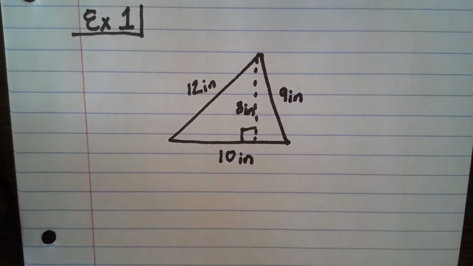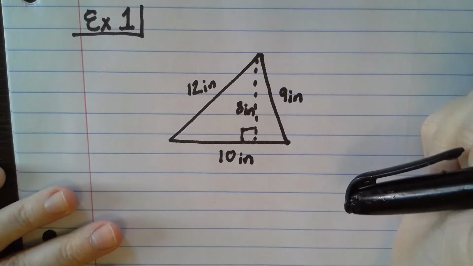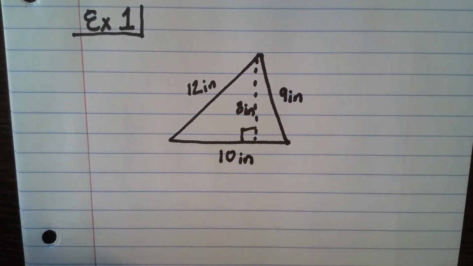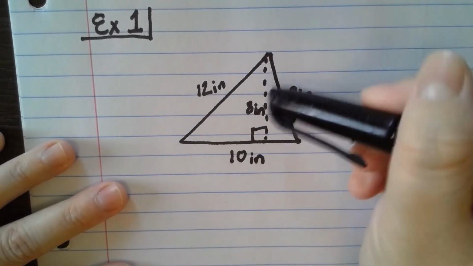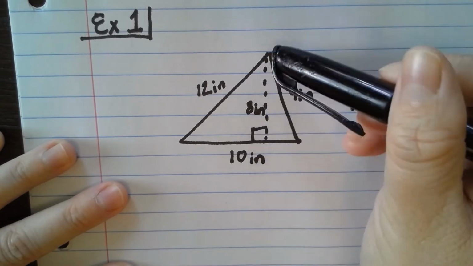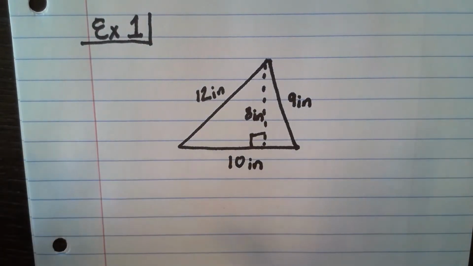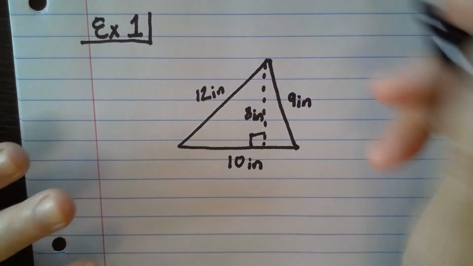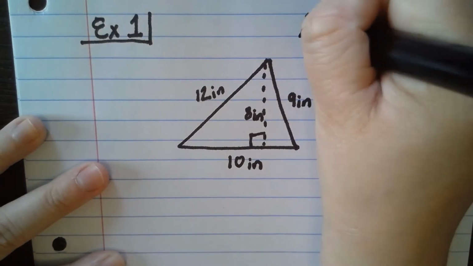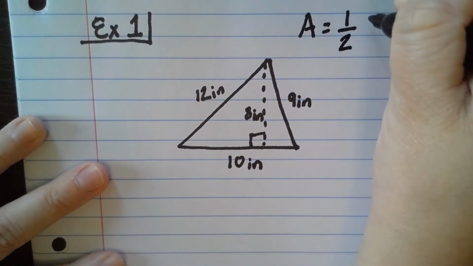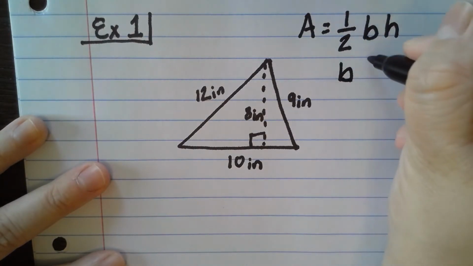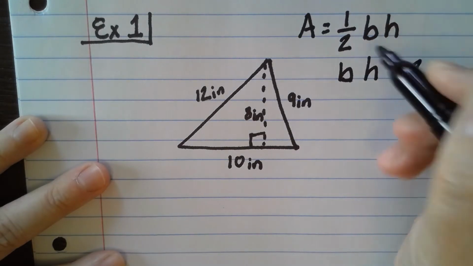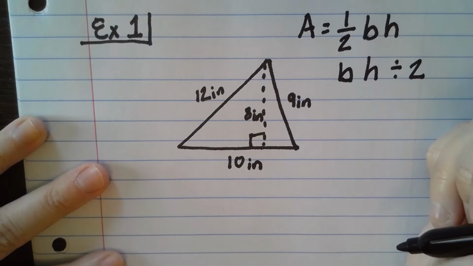Example number 1. Here we do in fact have an acute triangle, and you might notice that we have all of our sides labeled. We have 12 inches, 10 inches, 9 inches, and also this section in the middle of 8 inches. Now keep in mind, the area of a triangle is still the same as it was yesterday, when we talked about right triangles. That area is 1/2 base times height, or you can think of it as base times height divided by 2, because that is essentially what we're doing when we multiply by 1/2.